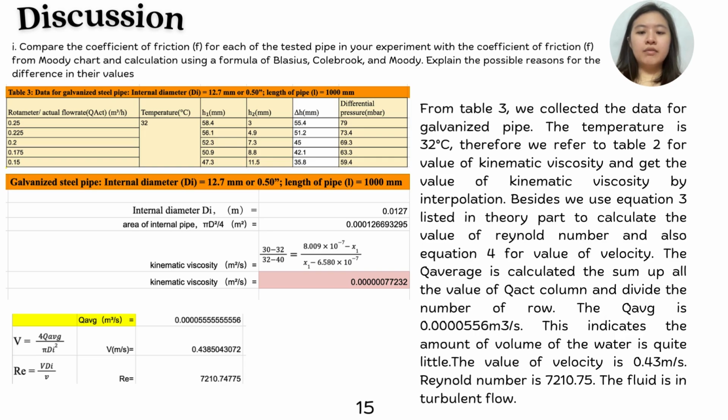The Q average for this galvanized pipe is 0.0000556 meter cube per second. This indicates that the volume of water is quite little in a second, but the velocity is actually 0.43 meter per second, and the Reynolds number is 7,210.75. The fluid is in turbulent flow.